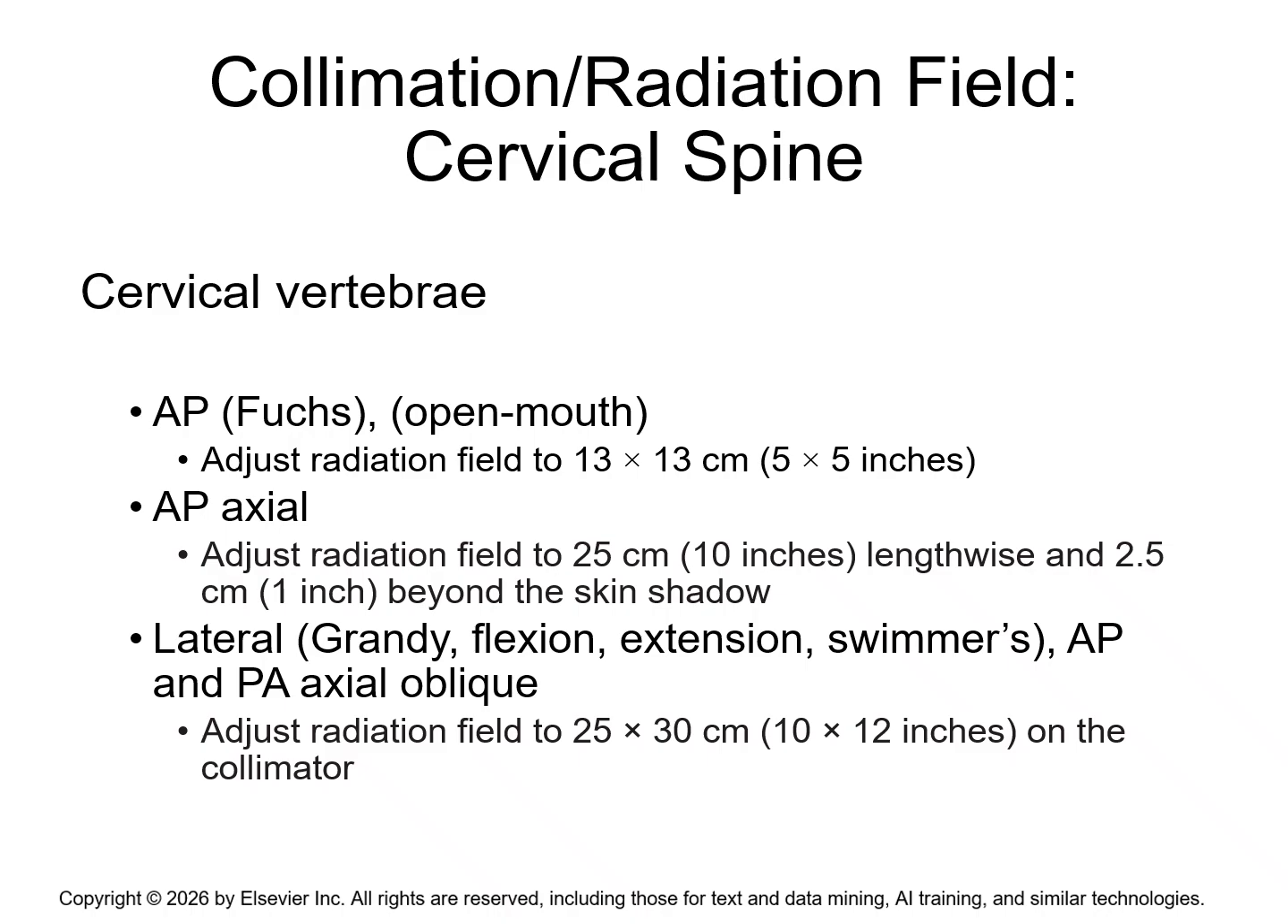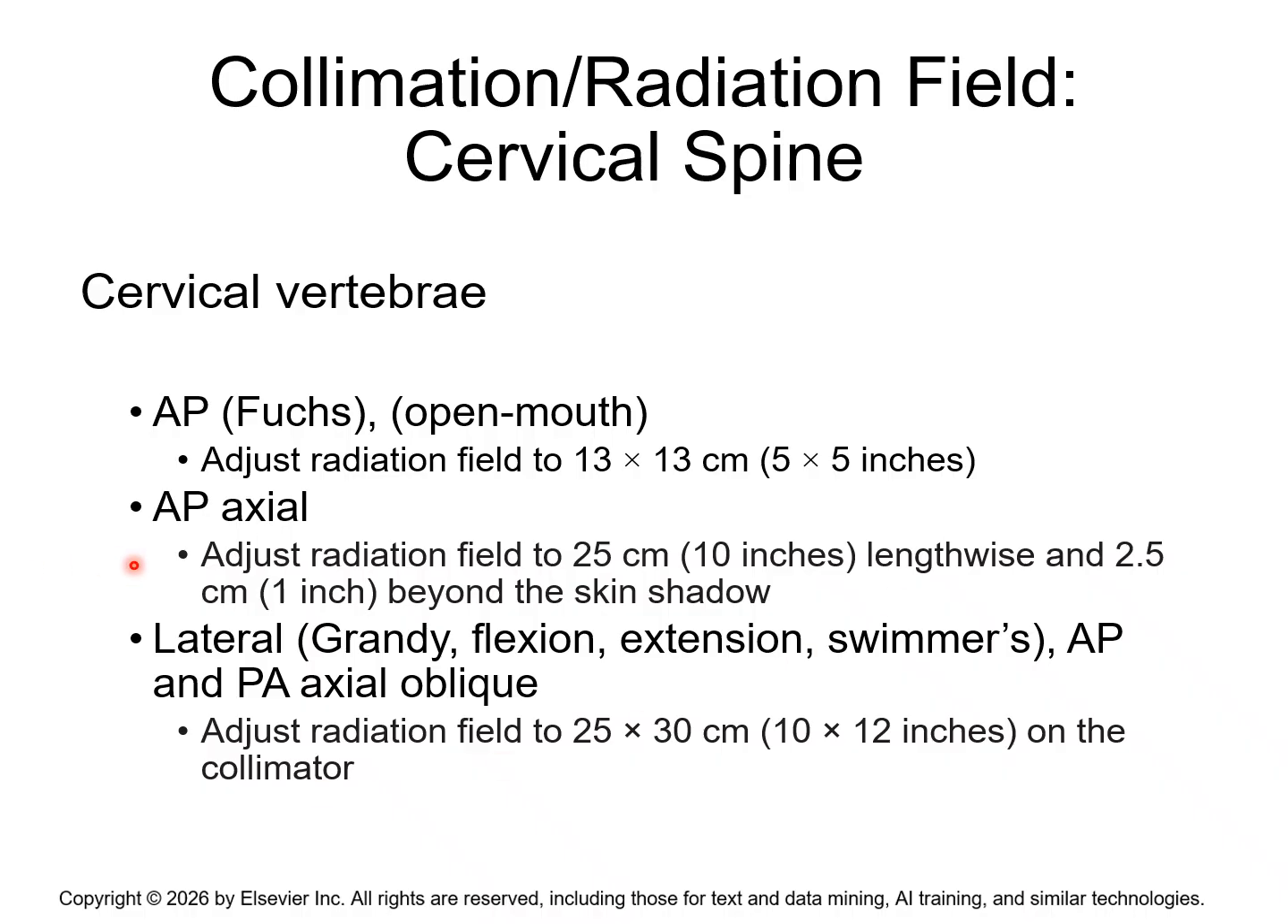So what is the film size here? So if we're talking about the open mouth or the Fuchs, it's about 5 by 5. Again, you don't need light to go past, light should be up to the bottom of the nose, okay? Central ray should go through the middle of the mouth. So it's a small, but you can open it wider just to include the marker, okay? So apiaxial, at least 1 inch beyond the skin shadow.